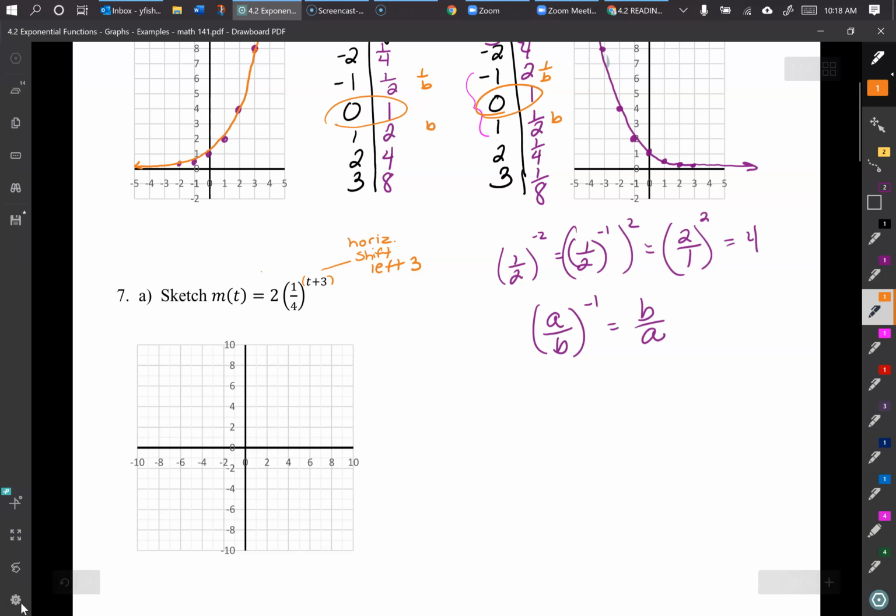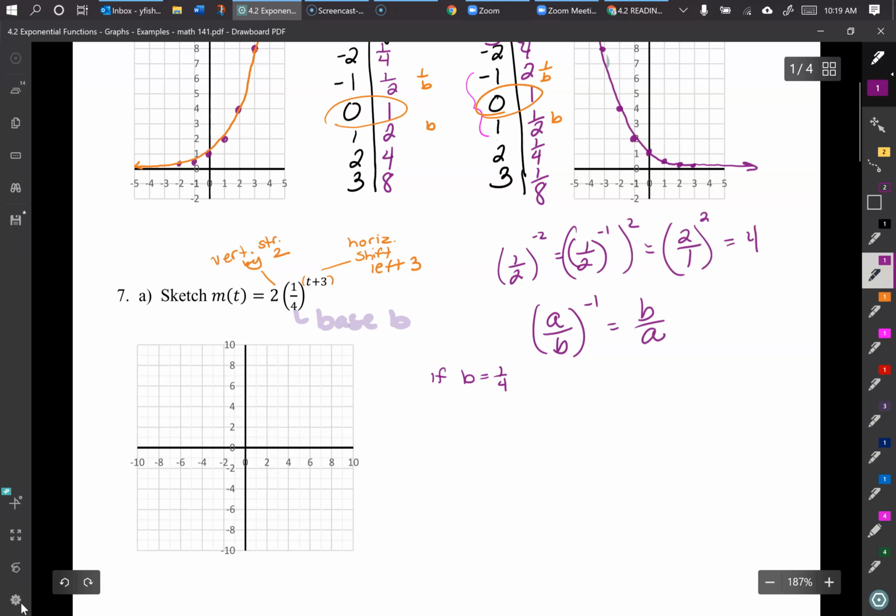This 2 is a vertical stretch by 2, by a factor of 2. And the base here is 1/4. So this is our base, b, that goes along with our exponential. So we know if we have b is 1/4, then we know we're going to have certain points on the graph.